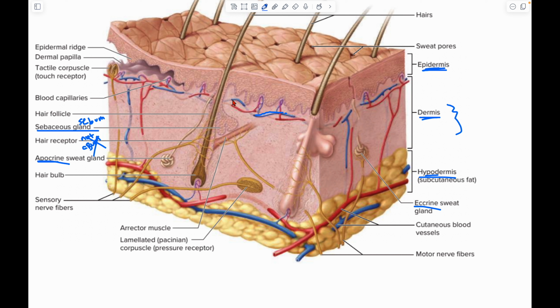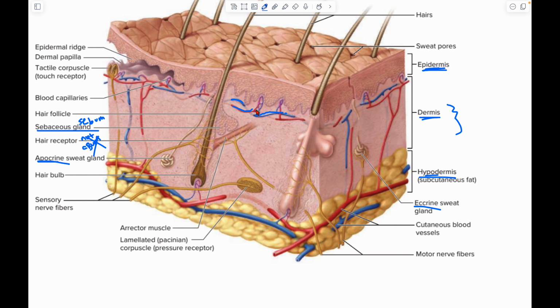As you can see, there are a lot of blood vessels in the dermis, for example right here, all these blue and red vessels. These are the vessels that we previously discussed that constrict and dilate in terms of thermoregulation. Essentially, their main function is to help maintain our body's internal temperature.